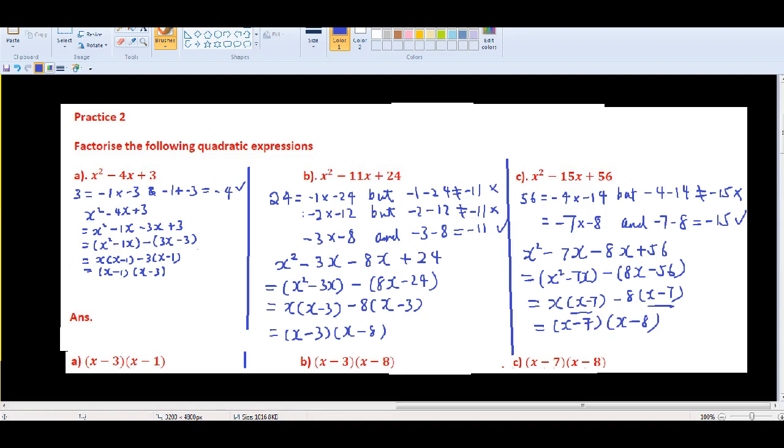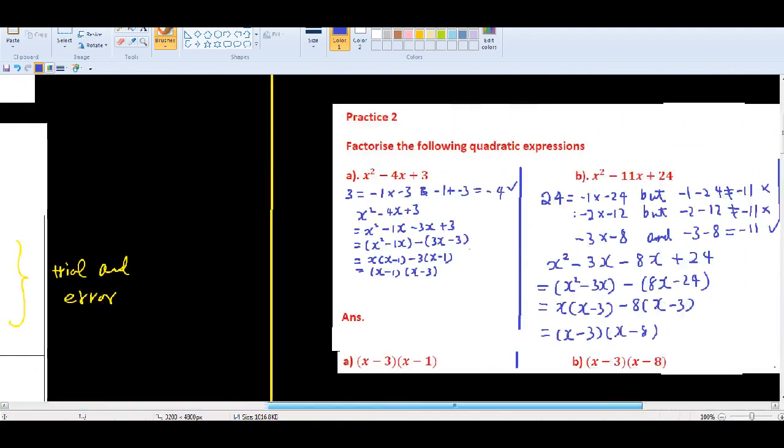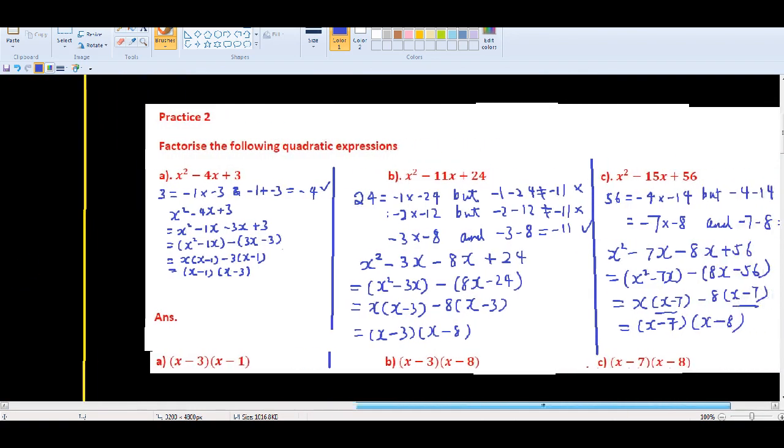So that's how we do the questions when you have a negative middle term but a positive last term. For both case 1 and case 2, you see the last number is positive. The only difference is the middle number could be positive or negative.